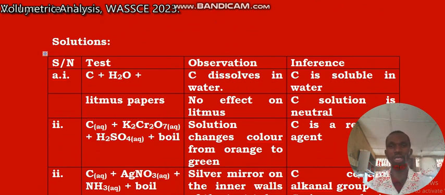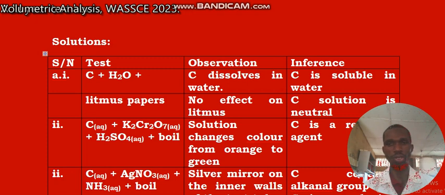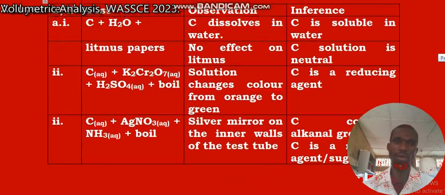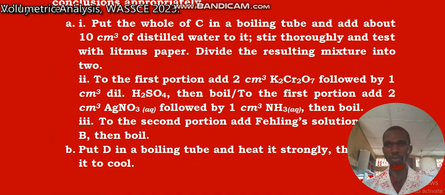If you were told initially that C is a carbohydrate or is sugar, you then have to infer here that C is a reducing sugar. But if you have not been informed that it's a carbohydrate or a sugar, just infer here that C is a reducing agent.